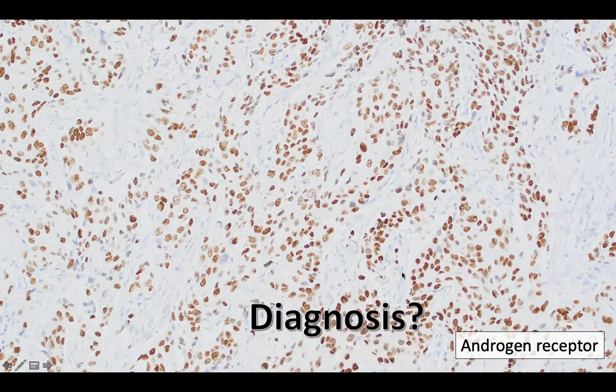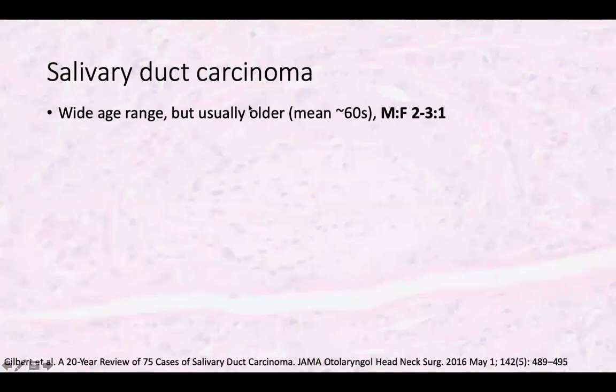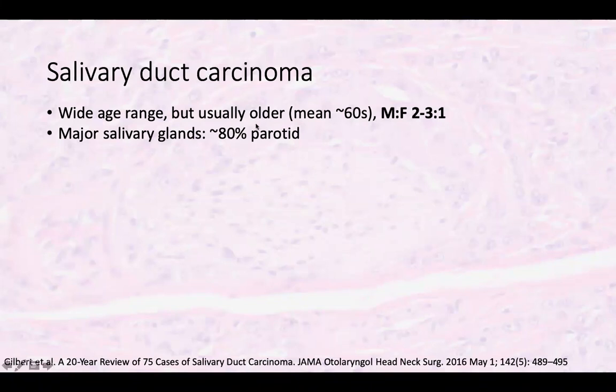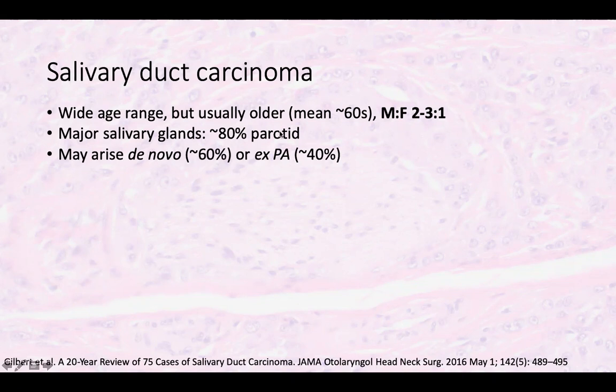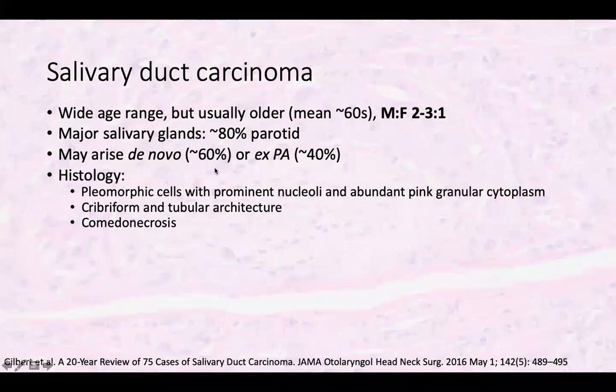So yes, this is salivary duct carcinoma. This is a wide age range, but it's usually older patients. And this is one of those tumors, sort of like secretory carcinoma, that has a male predominance. So unfortunately, we tend to get the more aggressive lesions, but in general, we get fewer lesions. So I guess it evens out in the end. Of the major salivary glands, 80% of them are in the parotid, and they may arise de novo or as part of a pleomorphic adenoma. As I showed earlier, I think I showed an example of salivary duct carcinoma ex PA.